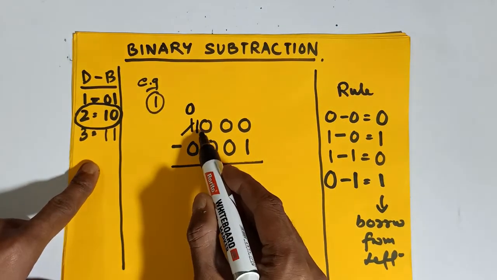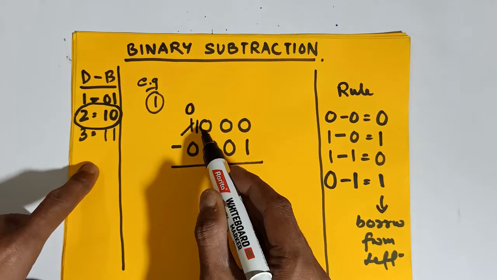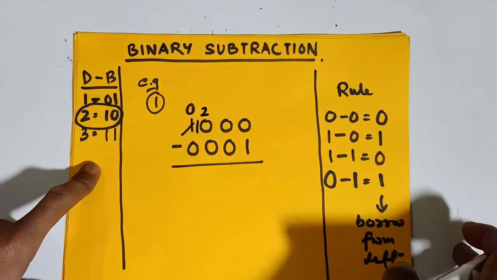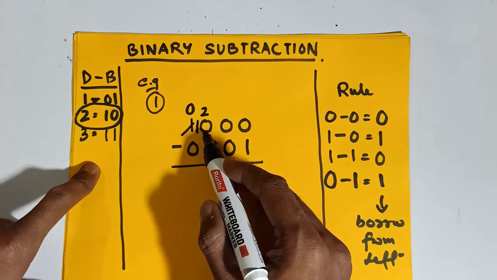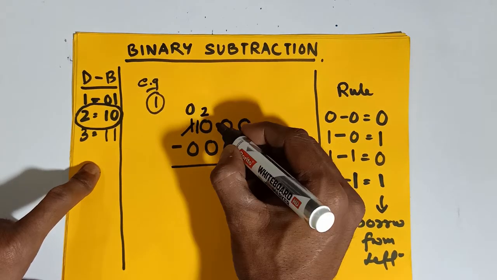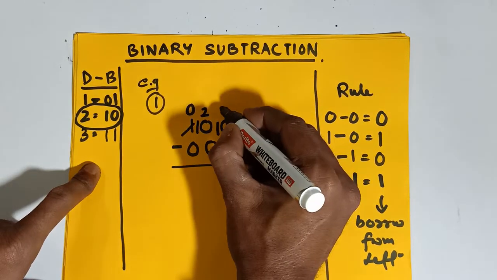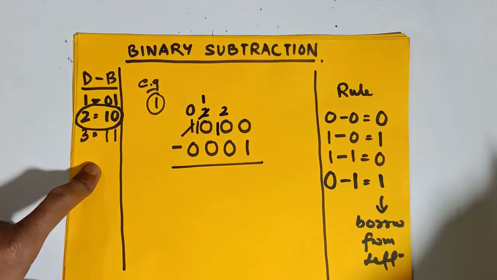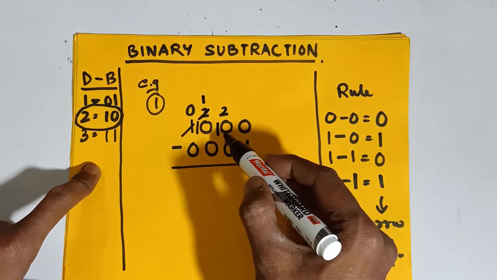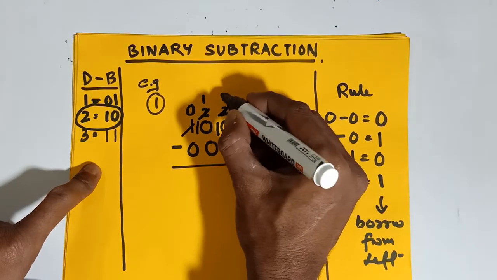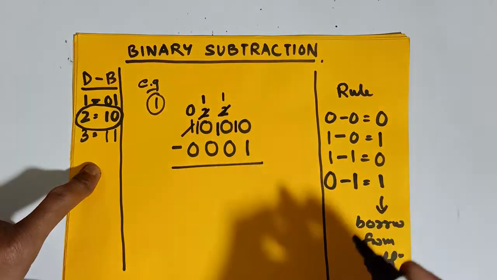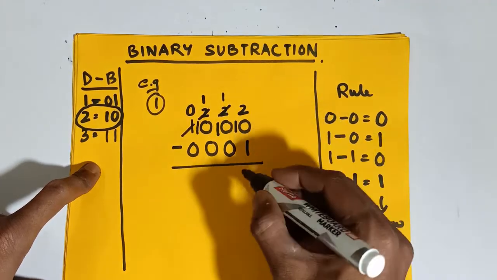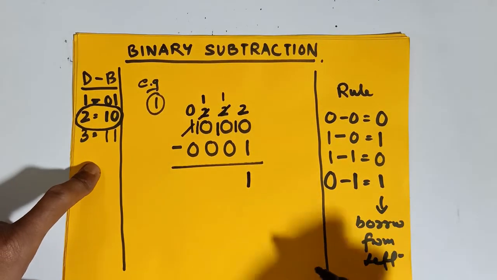This 1, when it comes here, becomes 10, and 10 is equal to 2 in decimal. So we'll write 2 here. Now he has to borrow again from here, so he gives 1 to him again, so it becomes 10 again, and it becomes 2. And when he gives 1 to him, he becomes 1. Now he has to take 1 from here. Now he takes 1 from here, and it becomes 1, and this becomes 10. 10 is equal to 2. Now 2 minus 1 is equal to 1. You can see 0 minus 1 is equal to 1.